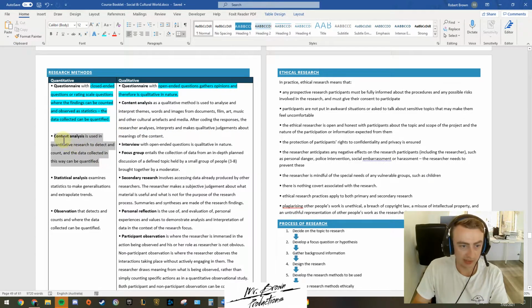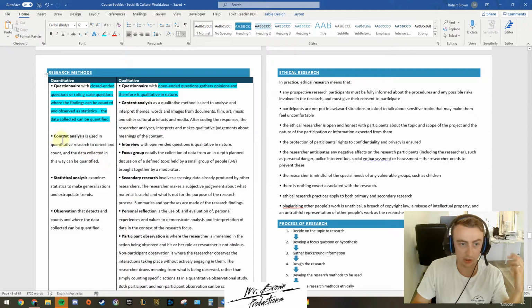We'll go to content analysis now. Now we are going to do this method in class towards the end of this term, but they're also quantitative and qualitative. So again, on a new card, write content analysis in brackets. Below it, I want you to write quantitative and qualitative. So for the quantitative side of a content analysis, they're used in quantitative research to detect and count, and the data collected can be quantified.